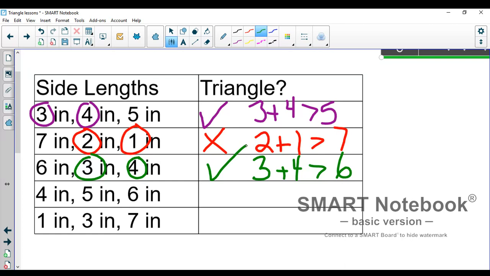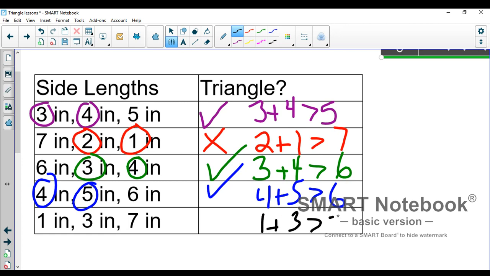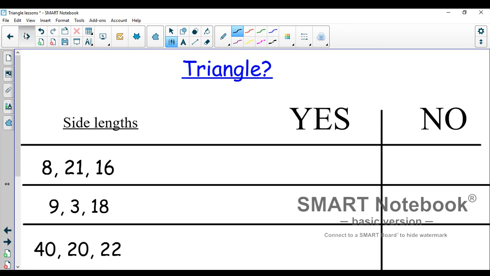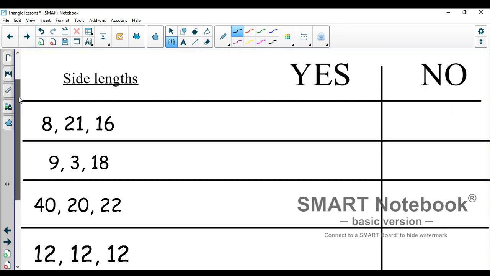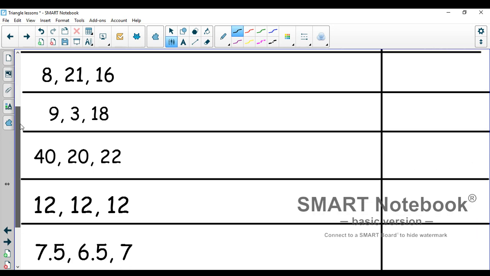The next one, we have 4 and 5. 4 plus 5, in order for it to be a triangle, it needs to be greater than 6. 9 is greater than 6, so that absolutely works. And the last one, it would have to be 1 plus 3 would need to be greater than 7, and it's not. So this would not form a triangle. It would be impossible for those side lengths to make a triangle. Okay, go ahead and try these couple and unpause it when you're ready, and we'll go through them.